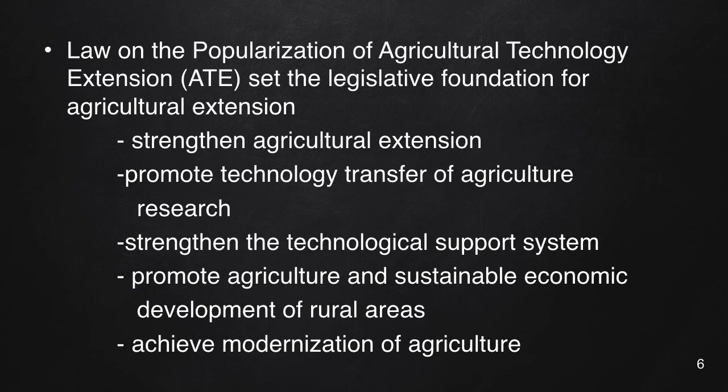Law of the People's Republic of China on the Popularization of Agricultural Technology Extension or ATE set the legislative foundation for agricultural extension. It was passed at the second session of the 8th National People's Congress on July 2, 1993. The law was established with several objectives in mind. First is to strengthen agricultural extension, promote technology transfer of agricultural research, strengthen the technological support system, and also promote agriculture and sustainable economic development of rural areas, and to achieve modernization of agriculture.